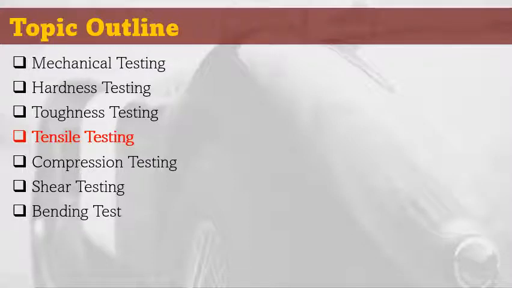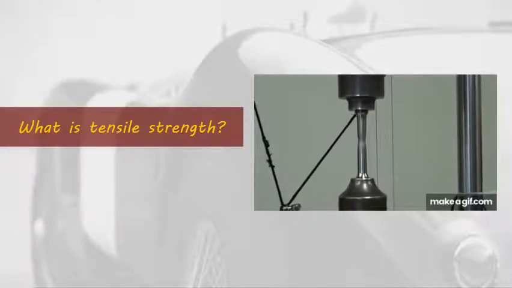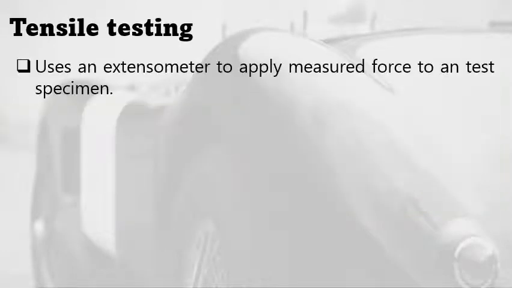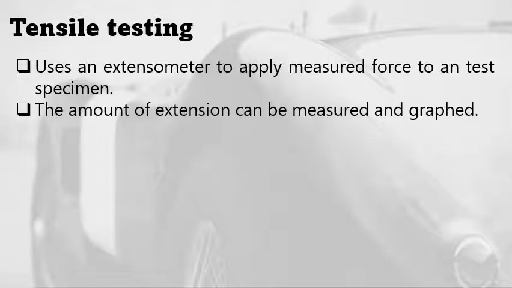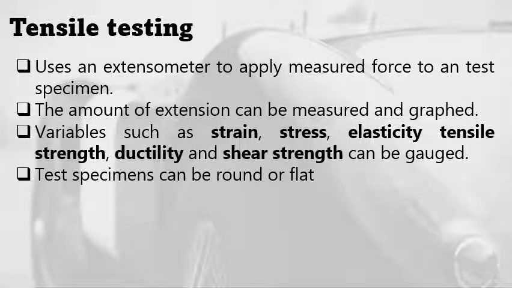So let's proceed to tensile testing. So what is a tensile test? Tensile testing uses an extensometer to apply measured force to a test specimen. So the amount of extension can be measured and graphed. The variables such as strain, stress, elasticity, tensile strength, ductility, and shear strength can be measured using the tensile test.